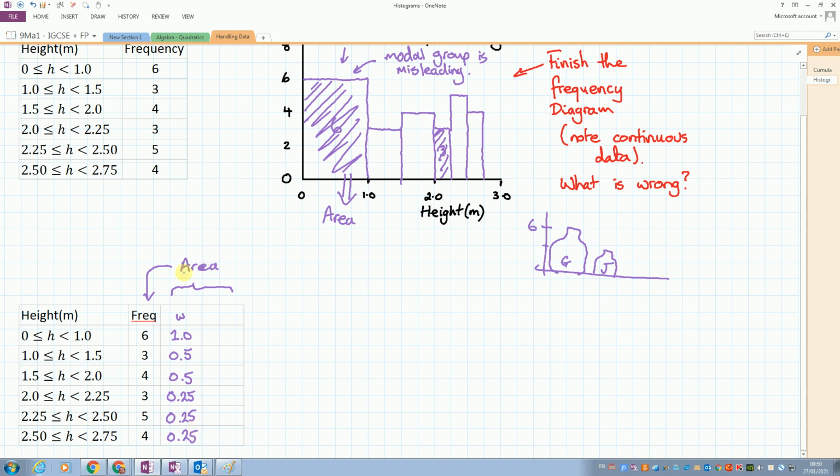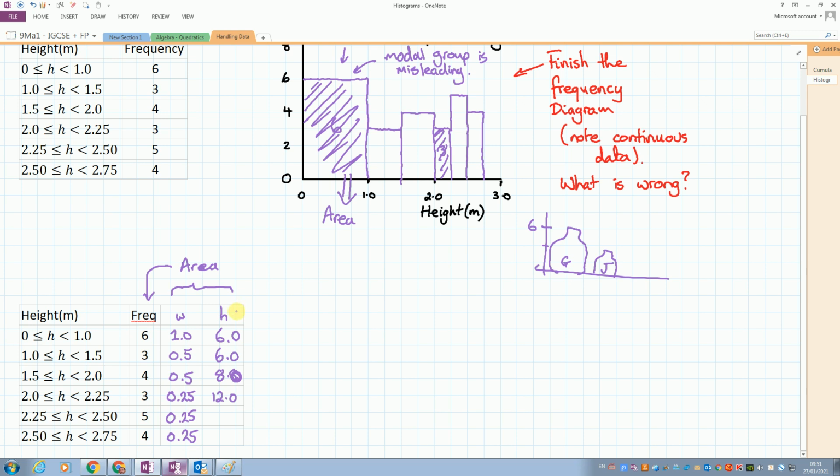So the area of this rectangle needs to represent the frequency of 6. What height would I need for that rectangle then? 6. Okay, so that is area of 6 divided by 1, height must be 6. Area of the second group is 3, but its width is 0.5. What height does it need? Also 6. Yeah. Next one, we've got 4 and 0.5. Height would be 8. Oh, 8, not 8.8. 3 and 0.25, it's going to be 12.